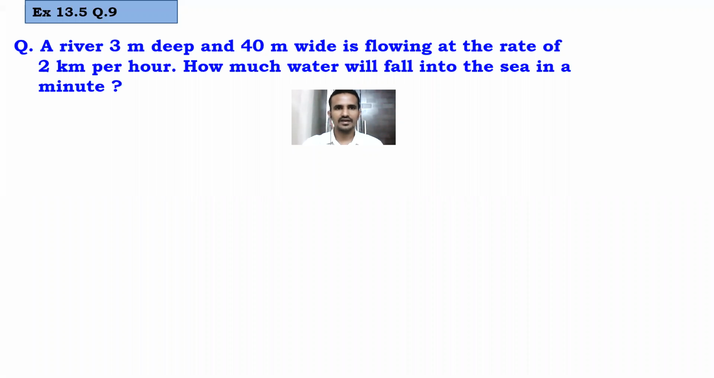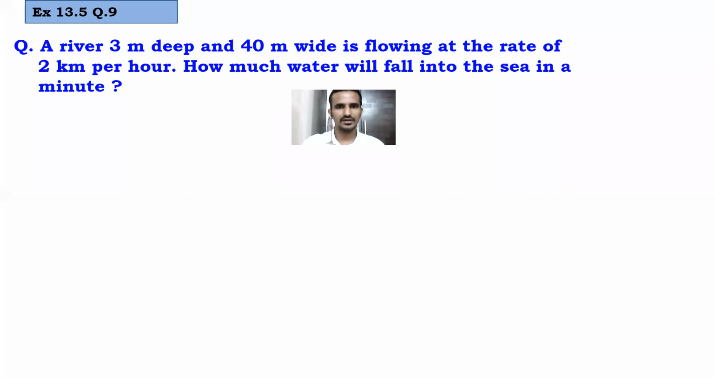The next question that we have is exercise 13.5, question number 9. A river 3 meter deep, 40 meter wide is flowing at the rate of 2 kilometers per hour. How much water will fall into sea in a minute? Now this question is completely different from all the other questions. In previous questions, either we had a box or a cuboidal pit, clearly mentioned as a cuboid. Now here we are talking about a river.